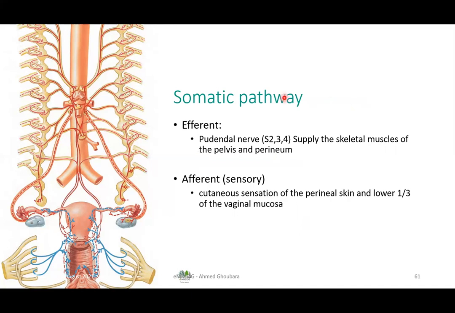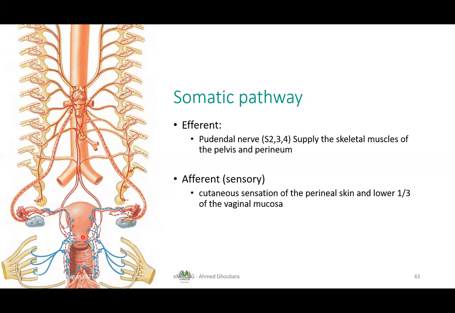Somatic pathway, efferent and afferent. Somatic means voluntarily controlled by our will. Again, the efferent is through the pudendal nerve, S2, 3, and 4. Yes, same roots as the parasympathetic, but this time these roots will give us the pudendal nerve, this yellow one right there. So S2, 3, and 4 give the parasympathetic roots to the inferior hypogastric plexus, as well as the somatic pudendal nerve.